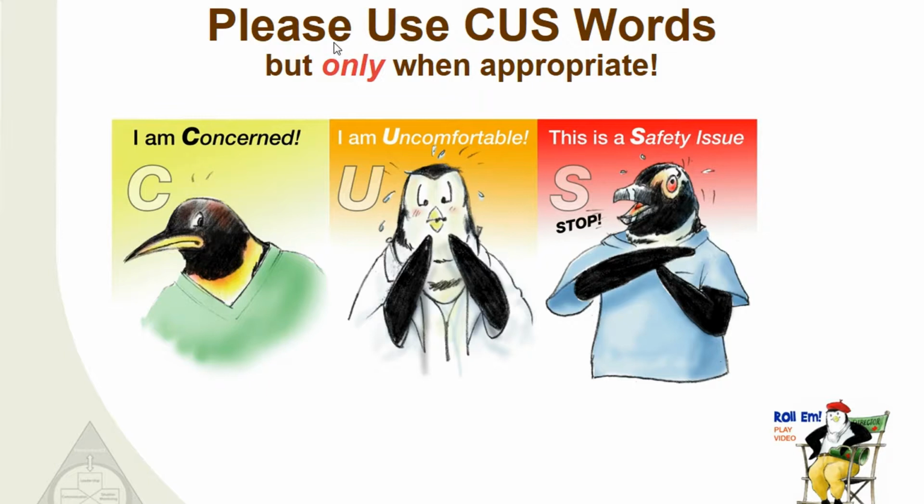Another way you can do this is using CUS words. Being very clear when saying, I'm concerned because of this, I'm uncomfortable for this reason, and this is a safety issue. I'm concerned that you're asking me to mobilize this patient who has a blood clot. I'm uncomfortable because the patient is not yet on the proper medications to decrease her risk of having a pulmonary embolism, and I consider this a safety issue.